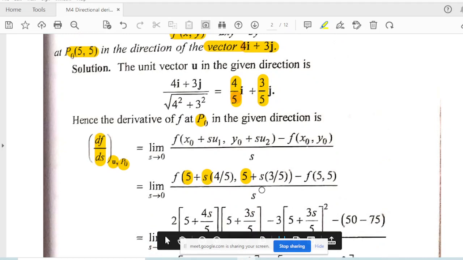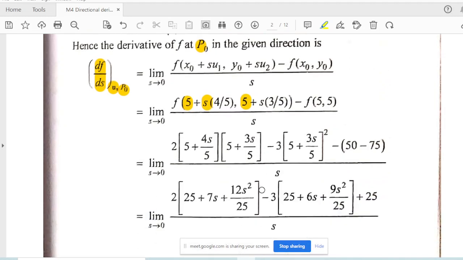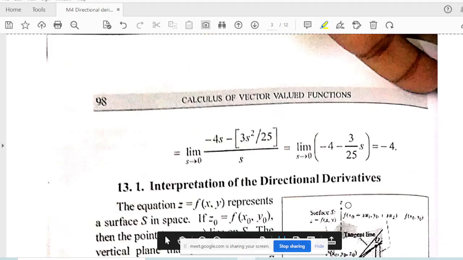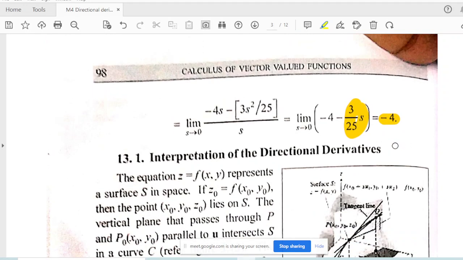Now we know how to find the limit. You will be simplifying it and directly finding the limit. Simplify completely, and then find the limit. On completely simplifying, you will get this form, right? So we get 3/25 s minus 4 minus 3/25 s, and when you apply the limit as s tends to 0, the second term becomes 0, remaining is minus 4. So this is the value of the directional derivative.